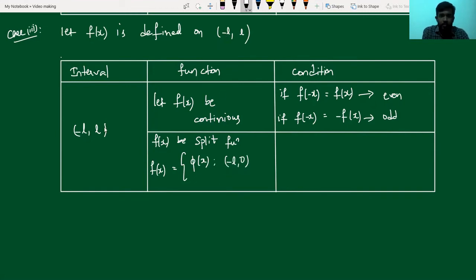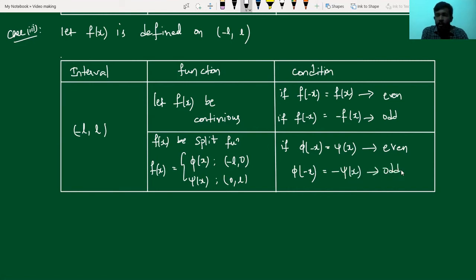That is, f of x is defined in the form of phi of x and psi of x. It takes the value phi of x in the interval minus L to 0. Since the interval is minus L to plus L, we are dividing this interval into two halves: minus L to 0, the functional value is phi of x, and the functional value f of x becomes psi of x in the interval 0 to L. If this is the case of a split function, then the conditions are: if phi of minus x is equal to psi of x, then the function will be even, and if phi of minus x is equal to minus of psi of x, then the function will be odd.